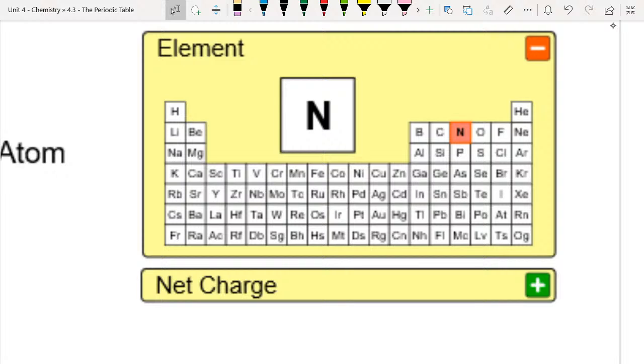So where an element is located on the table tells you about how many shells it has and how many electrons are in those shells. Does that make sense? The periodic table is a map. And so instead of having to look at the numbers and do all sorts of math to figure out what it's like, you can know what its electrons are like instantly just looking at where it is on the table. Can we write that down?